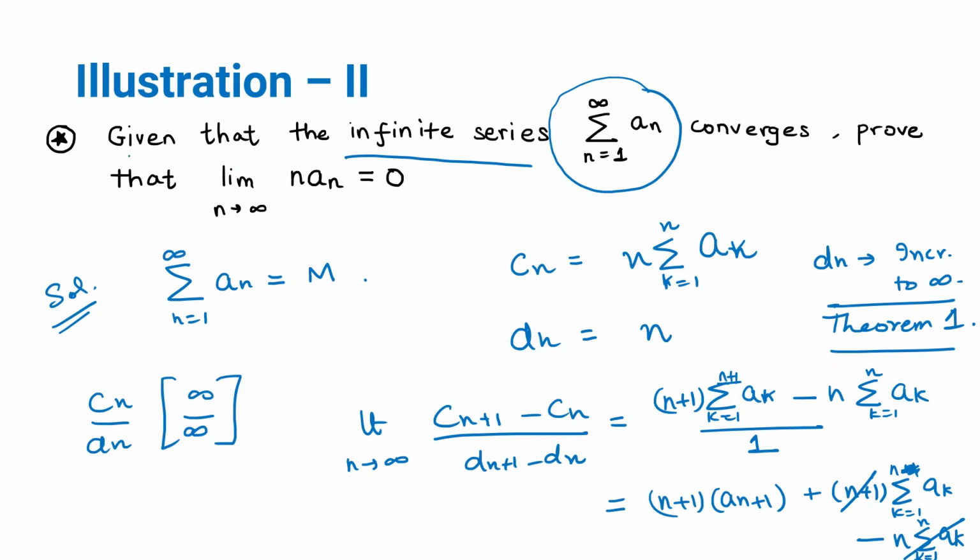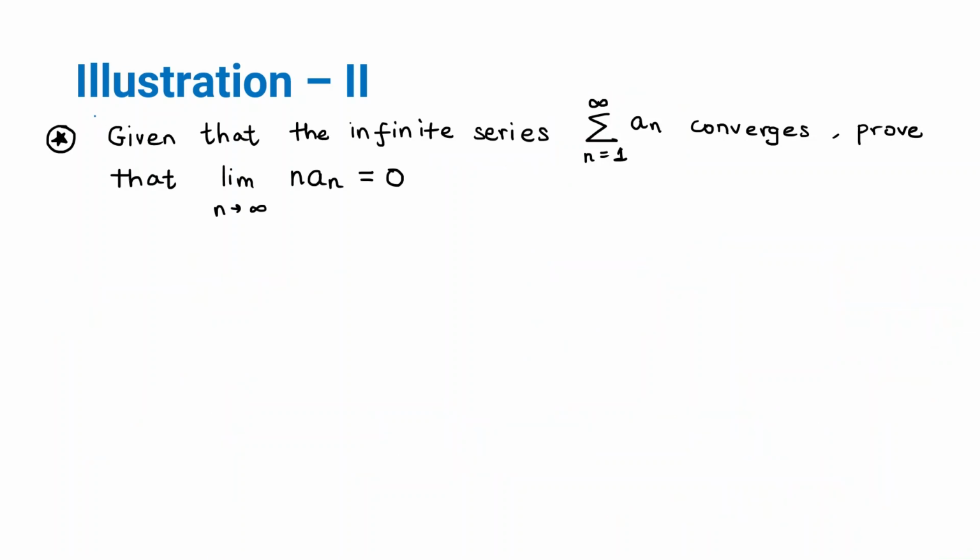Simply, let me erase the screen. We're going to be left with (n+1)a_{n+1} plus the summation of a_k from k=1 to n, and this is the limit of (c_{k+1} minus c_k) divided by (d_{k+1} minus d_k). So this is what it's going to look like.